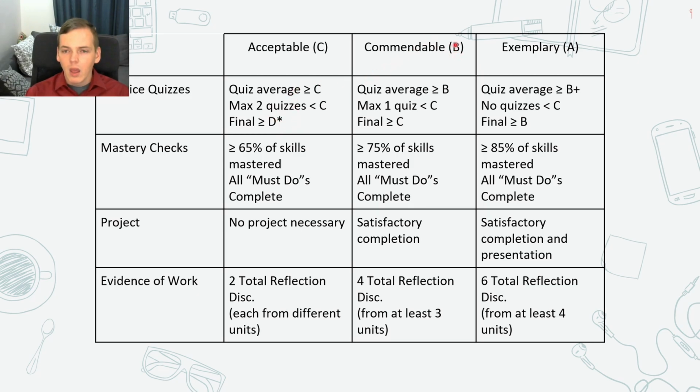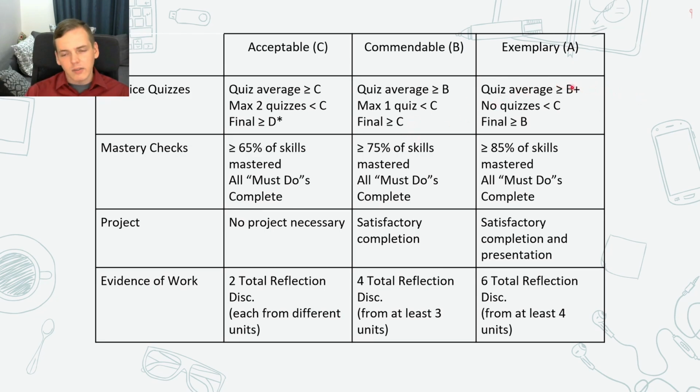So that's the one place you can get a D: on the final to meet these requirements. For a B, we want to see similarly an average quiz grade of at least a B, and then you can have no more than 1 quiz below a C, and then for the final we want to see about a C or higher.